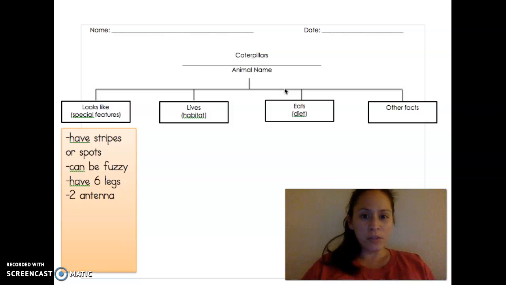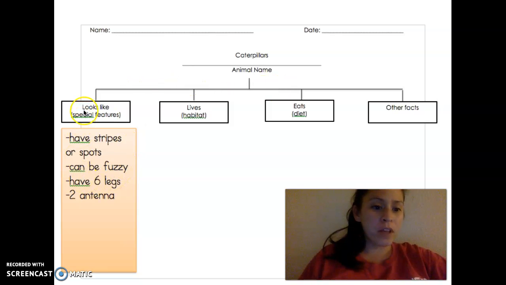This week you're going to be using your tree map that you made last week about the animal you chose to make your writing pieces. So this was my tree map on the first day. I took notes about what caterpillars look like, because that was the animal that Miss Moreau and I chose to research about. I'm going to be using this to help me in my writing.